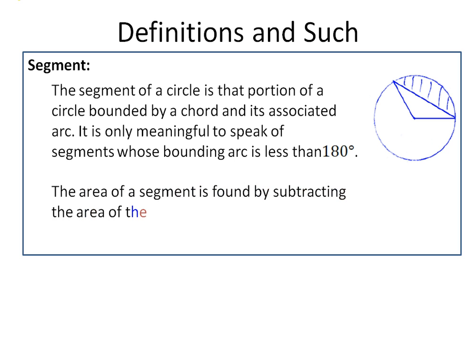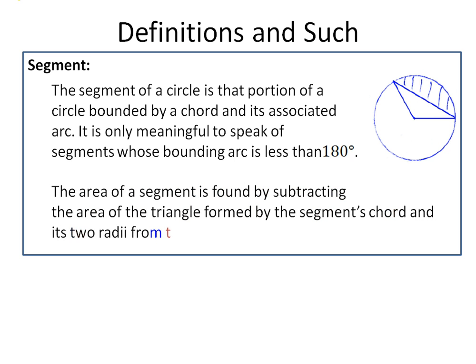And what we're going to do is find the area of the segment. You find this by subtracting the area of the triangle that's formed by the segment's chord and its 2 radii from the area of the sector. So you find the area of the sector just like we did before, and we subtract the area of this triangle away from it.